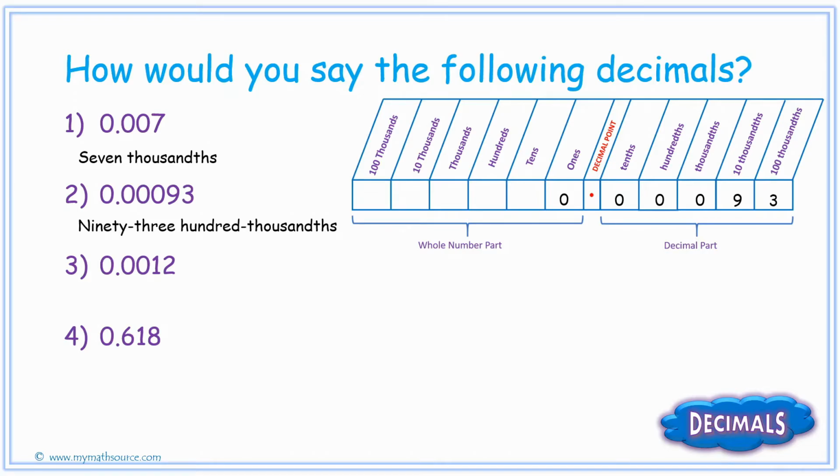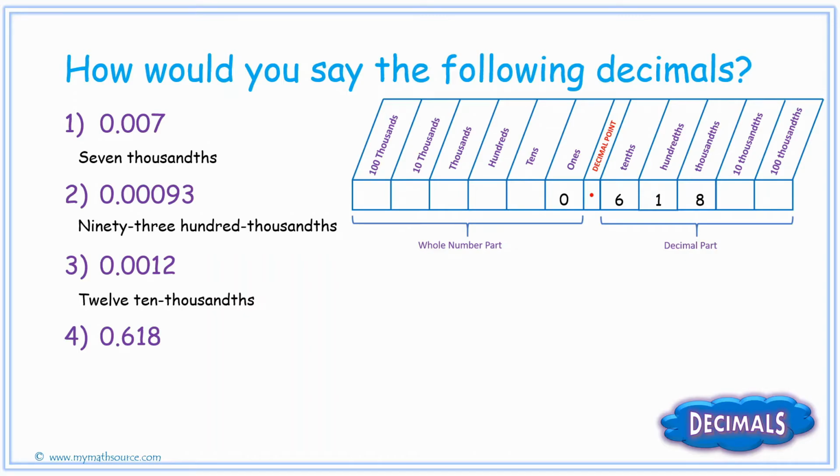Alright, the third number. Have you figured it out yet? Remember, because we do not include the decimal point or the zeros when we say the number, we only need to say 12. And because the 2 is in the ten-thousandths position, we simply say 12 ten-thousandths. Okay, how about this last number? Once again, if you put this into the place value chart, you can clearly see that we would say the number 618.